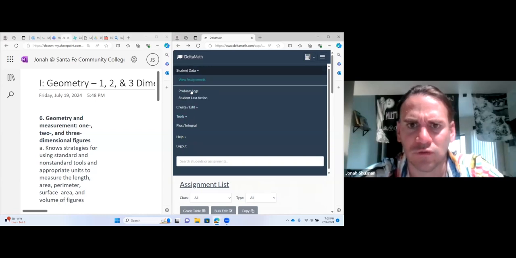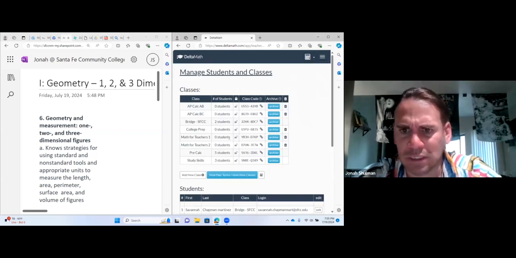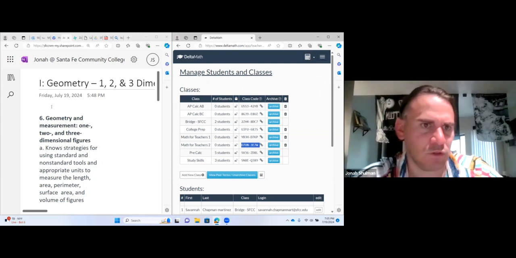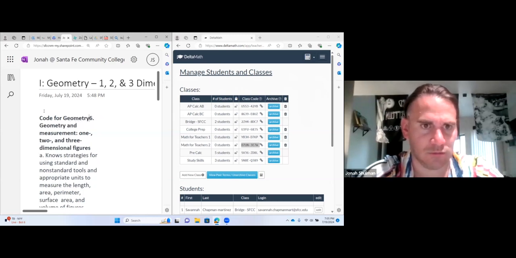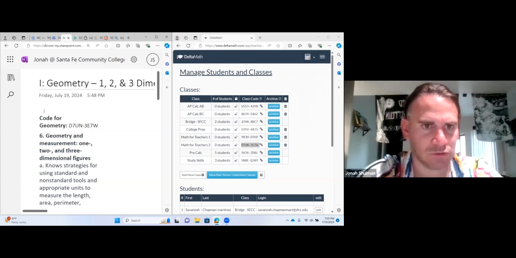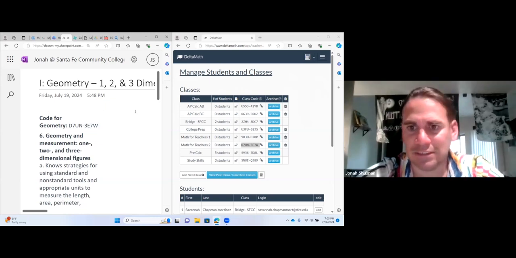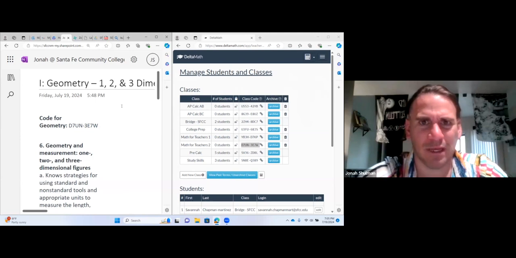We want to go to tools. So this was the class that I just made, and here's the code I'll put at the top. All the other ones are in both. We're all on the same page. There's your code to get in, which is nice. I should also give you Polypad.